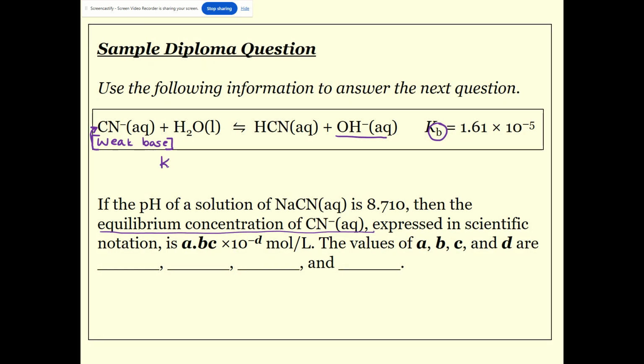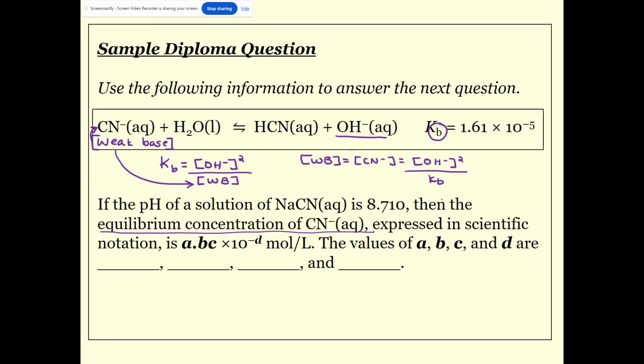And I know that my Kb formula is concentration of hydroxide ions squared over the concentration of my weak base. Okay? CN is my weak base, so that is what I am looking for. I am looking to solve for the weak base concentration. So if I rearrange to solve for my weak base, which is my cyanide ion, it's going to be hydroxide ion squared over Kb.